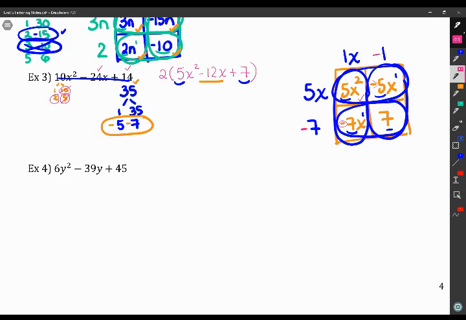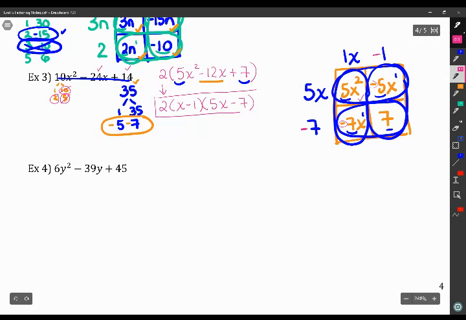Remember, when you write down your answer, the greatest common factor is part of your solution, and then it's what you get on top and what you get on this side. So your answer would be 2, and then 2x minus 1 and 5x minus 7. So this is my solution.